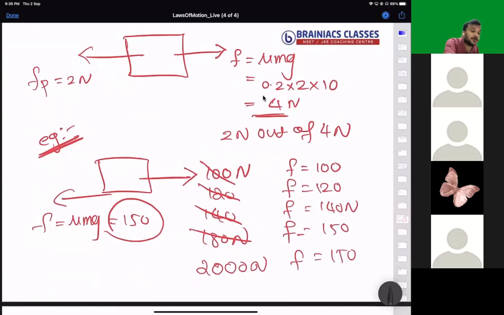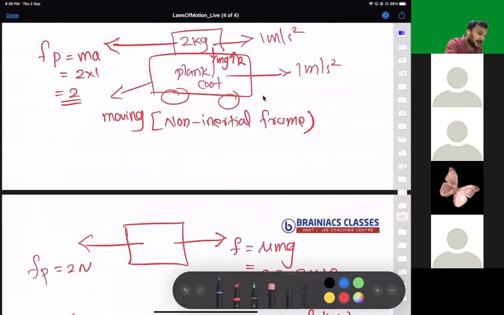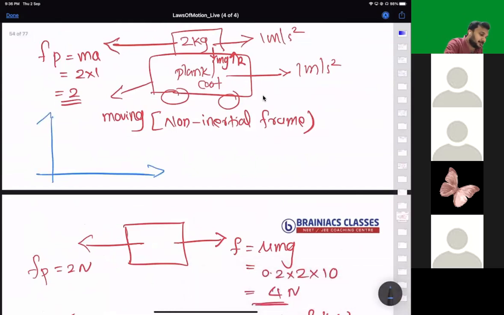So the frictional force value is not fixed. It can vary. If you look at the NCERT textbook, there is a beautiful graph diagram of frictional force and its value. This frictional force value will vary, and the maximum value of the frictional force is the static friction. After that, the body moves, and the friction coming out is called the kinetic friction. So friction is not fixed.